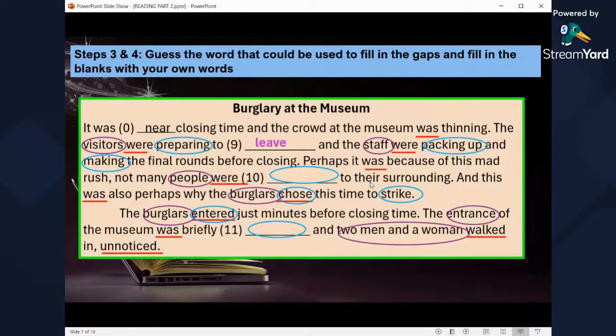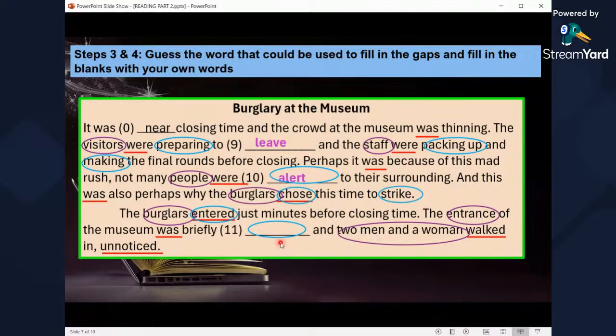Okay. Wow, vigilant. Vigilant to their surrounding. And okay, good answers. There's a lot of answers. All right, to their surrounding. Let's see what I did. I put alert. Okay. It can be aware. All right. What else? Aware. All right. Okay. And this was also perhaps why the burglars chose this time to strike. Okay. The burglars entered just minutes before closing time. The entrance of the museum was briefly what? And two men and a woman walked in unnoticed.